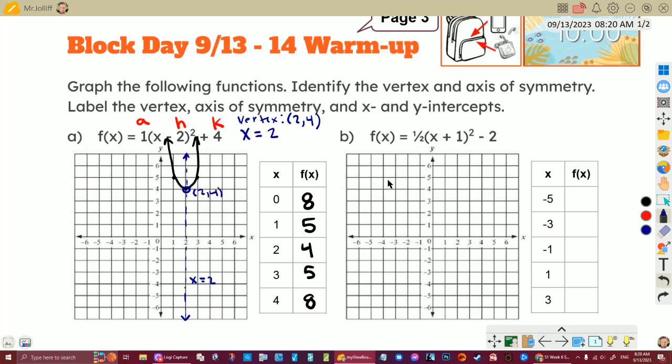And the last two things they ask us about aren't visible on our graph. This parabola doesn't have an x-intercept. It never crosses this line. And the y-intercept is up off the graph. But we do know from our table that our y-intercept is going to be at 8. We just can't see it on our graph.